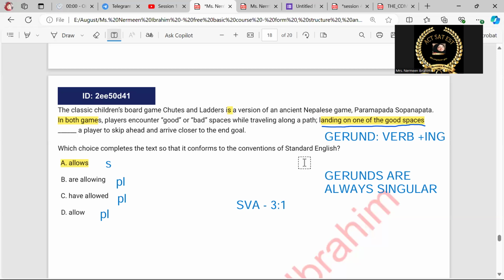Okay, dear? Last time we said that the gerund is a verb plus ing, and it can act as a noun in the subject place, in the object place, wherever. And gerunds are always singular when it comes to the subject place. So, landing on one of the good spaces allows a player.